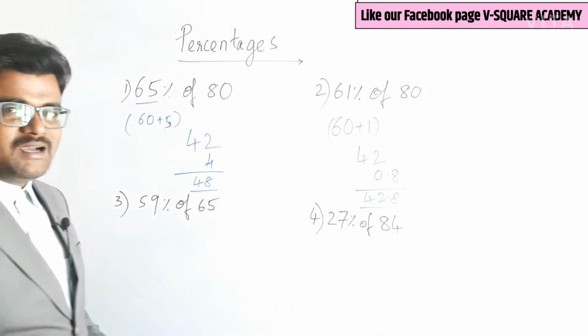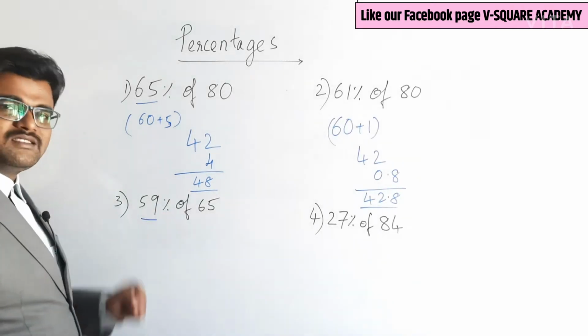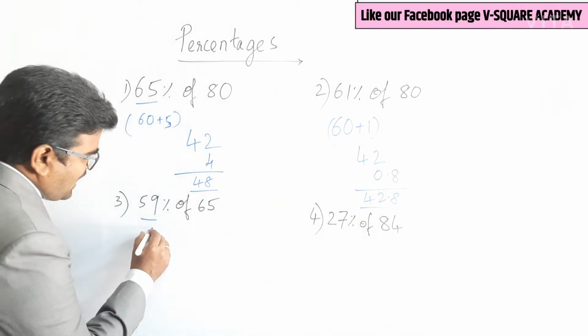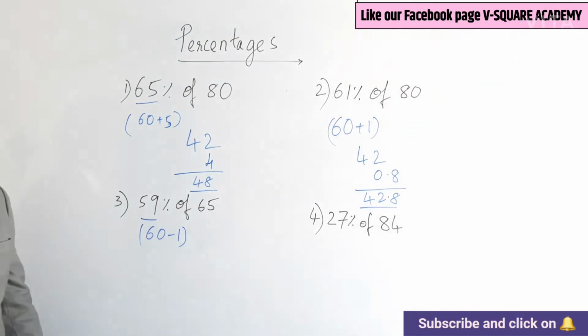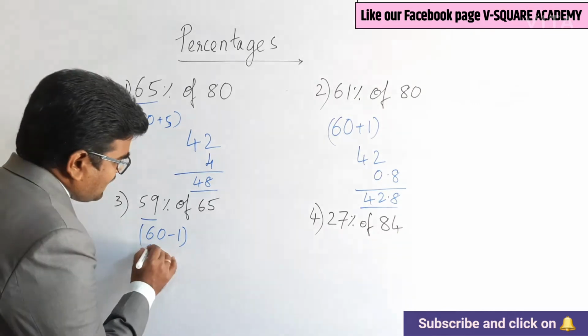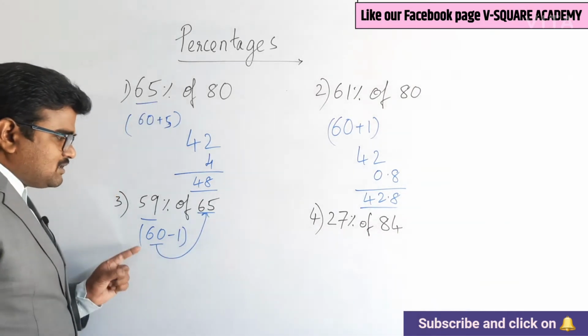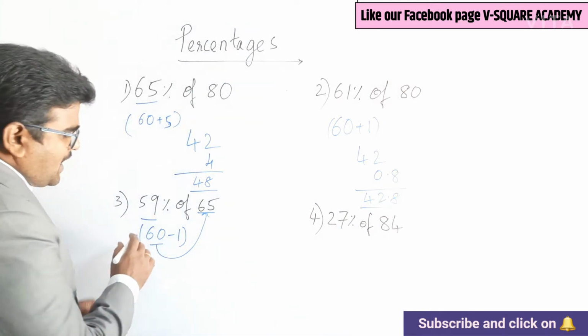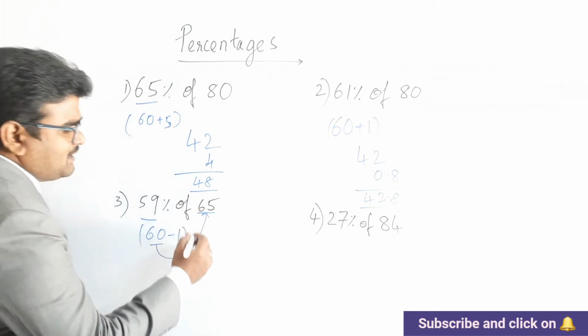Again, let's see the third example. What is 59% of 65? It is very simple. I am writing this as 60% minus 1%. So how to calculate 60% of 65? I am splitting this as, what is 50% of 65? It is 32.5.